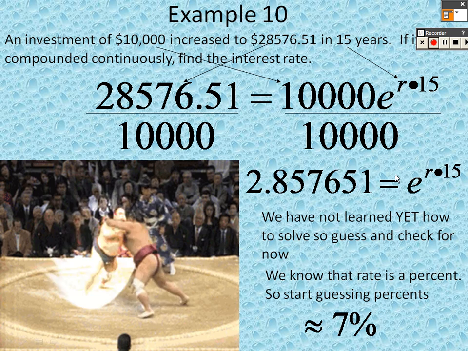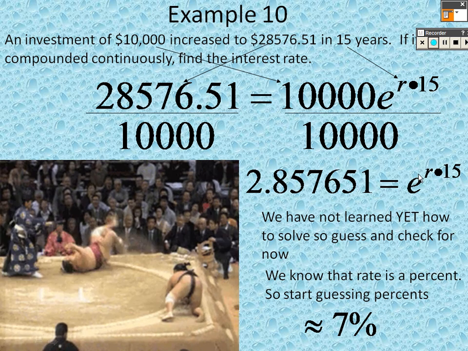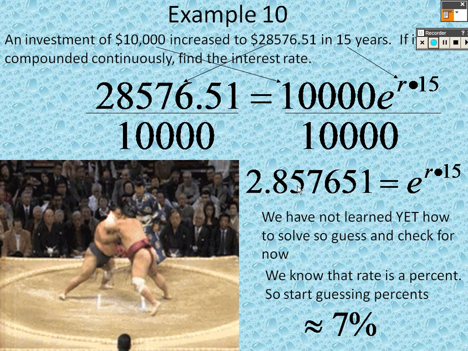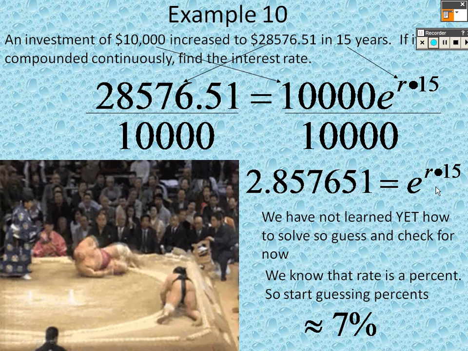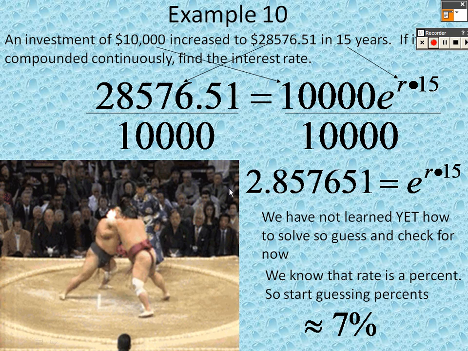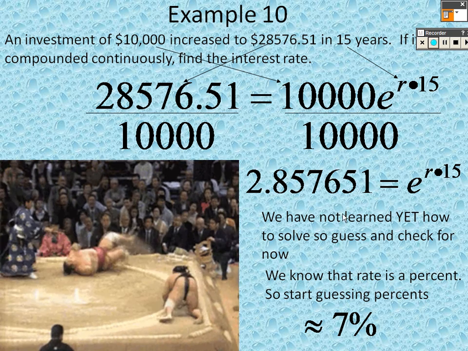To solve this, if you do the natural log on both sides, the natural log and e are opposites of each other, so they would kind of go away, leaving you with 15r equals the natural log of 2.857651.